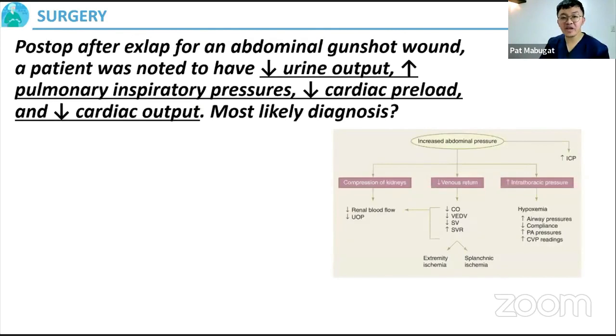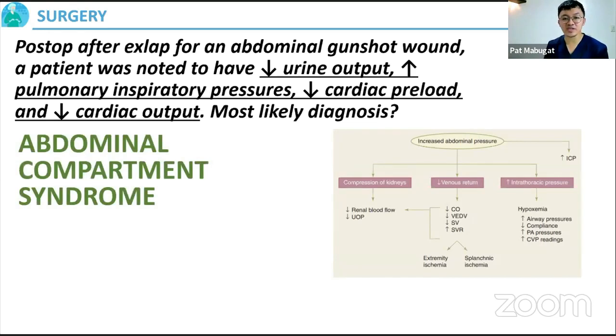Next, post-op after an exploratory laparotomy for a gunshot wound, the patient was having decreased urine output, increased pulmonary inspiratory pressures, increased cardiac preload, and decreased cardiac output. What's the most likely diagnosis? So this set of parameters, decreasing urine output, increasing inspiratory pressure, and decreasing cardiac output, is characteristic of what we call abdominal compartment syndrome.